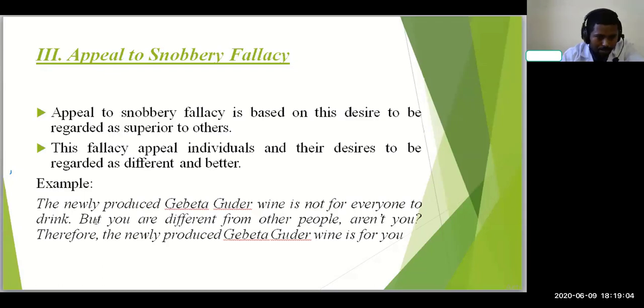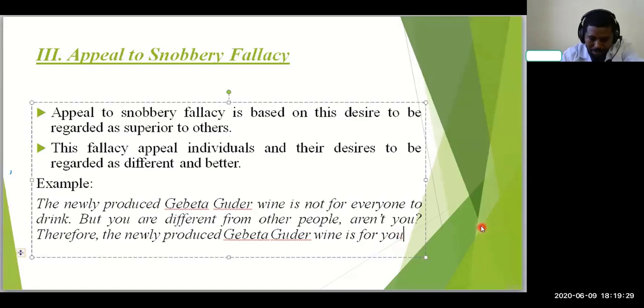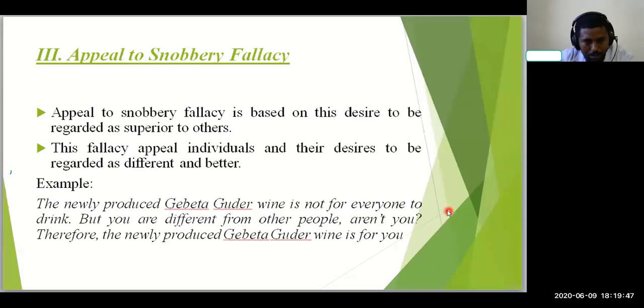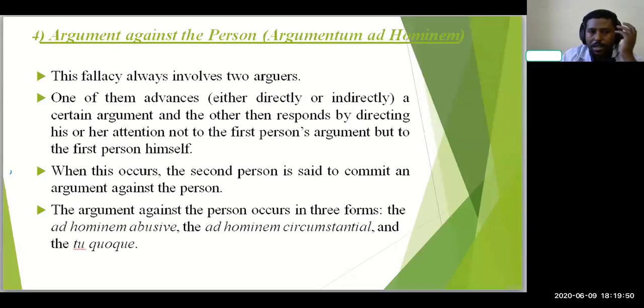Look at this example. The newly produced Gabata Guder wine is not for everyone to drink, but you are different from other people, aren't you? Therefore, the newly produced Guder wine is for you. It's also a kind of advertisement, but it tries to associate you with being regarded as superior to others, comparing individuals with others. I think this is very understandable. The fourth type of fallacy of relevance is the argument against the person.